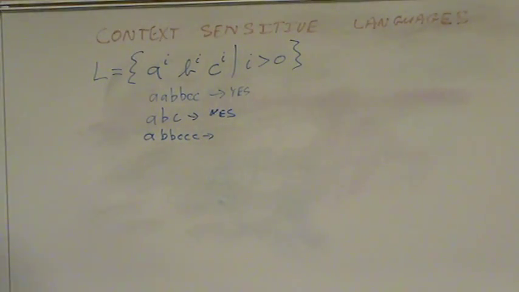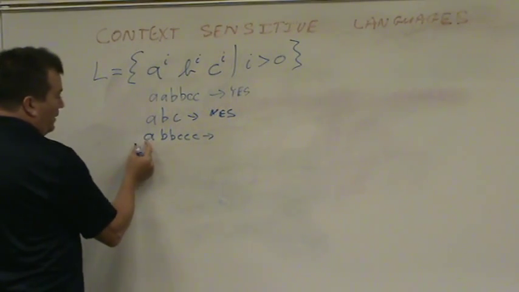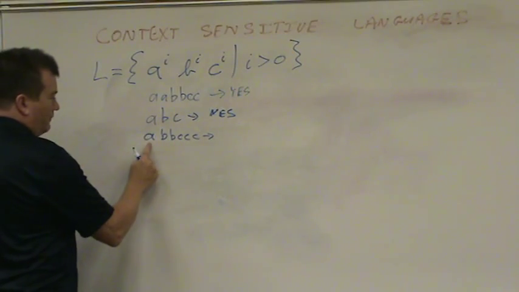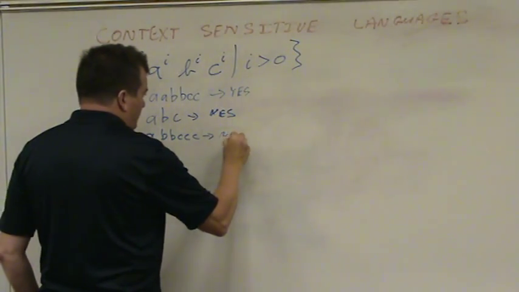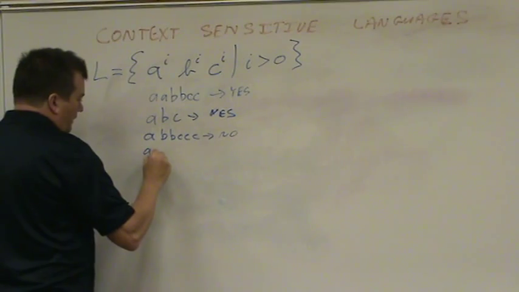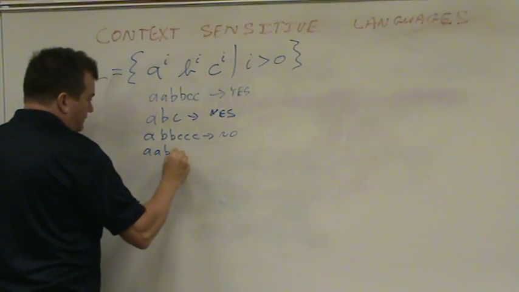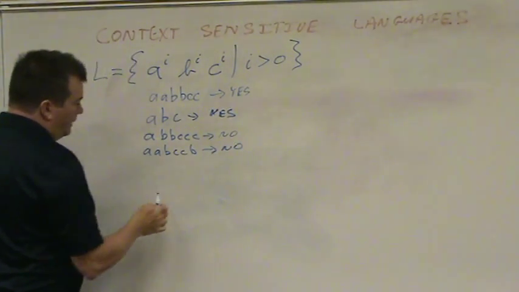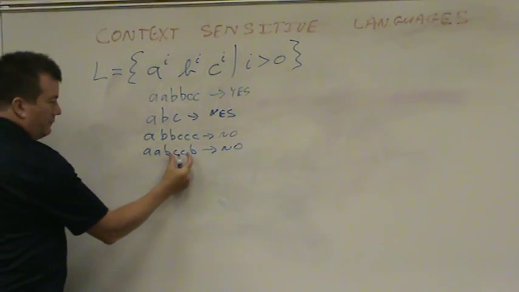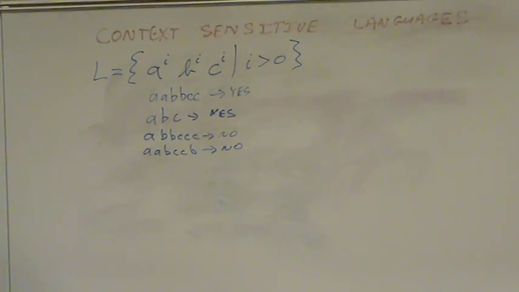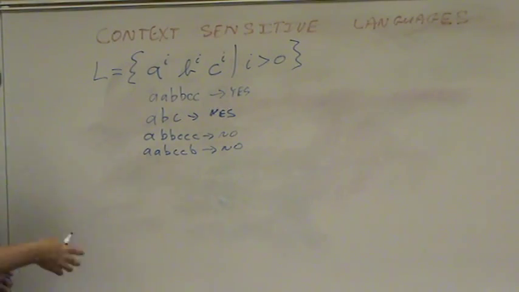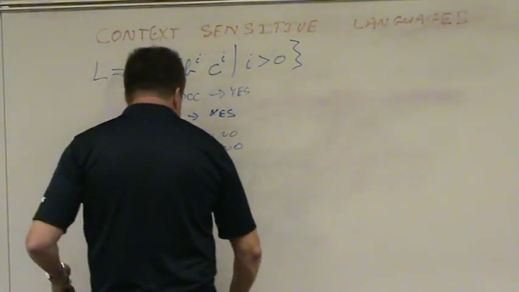What if we had A, B, B, C, C, C? Would that be a yes? It's no, because although we have A's followed by B's followed by C's, the numbers don't match. We have 1 A, 2 B's, 3 C's, so that's a no. And A, B, C, C, B would also be a no. There's two of all of them, so that's good, but there's a B after a C, so that's no good. We have to have the order: the A's, then the B's, then the C's.